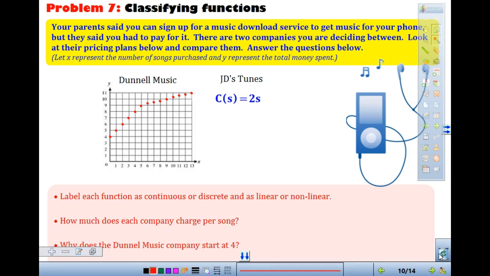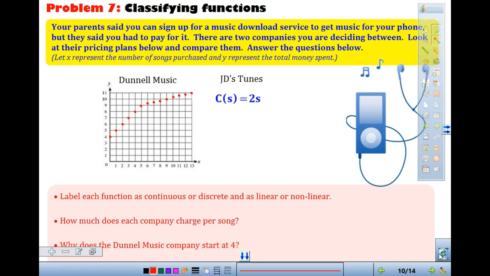This last part, they give you 2 things. It says your parents have said you have 2 different types of representing a class looking at our functions. Your parents signed you up for a music download service to get music on your phone.